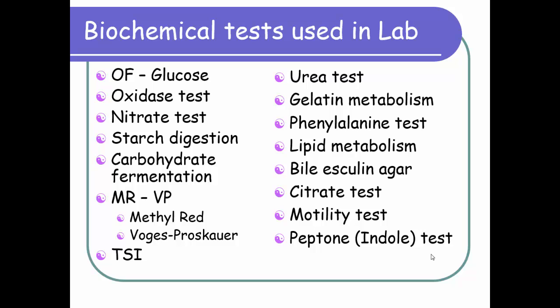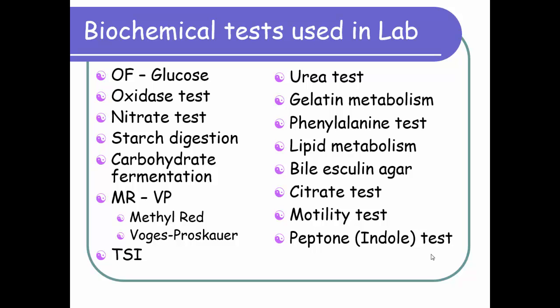In Lab 6, we will look at protein metabolism, the urea test, gelatin metabolism, phenylalanine test, and peptone or indole test all look at protein digestion. Lipid metabolism looks at fat digestion. Bile esculin agar looks at the use of bile. Citrate test, can citrate be used as a carbon source by the bacteria?